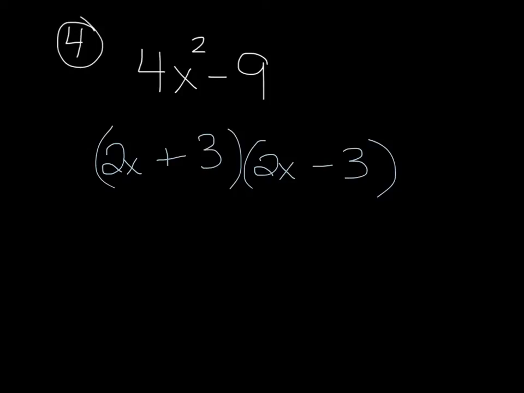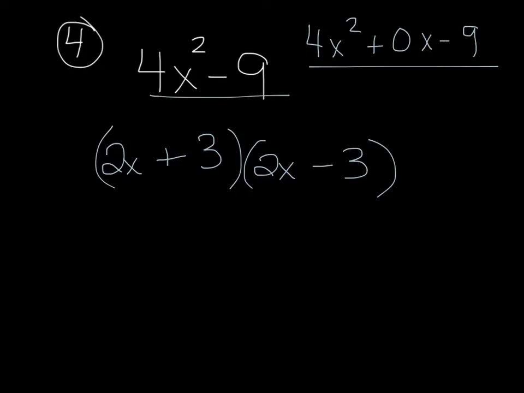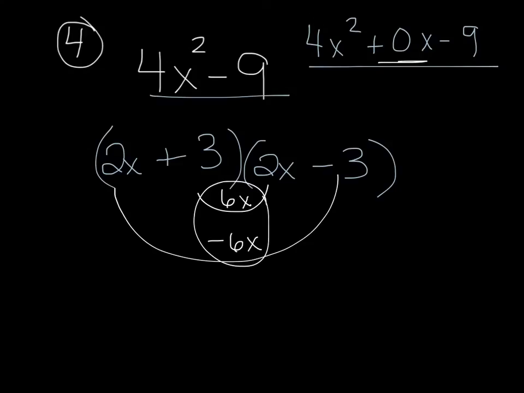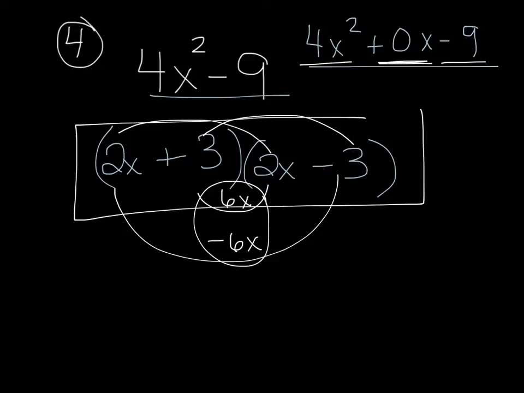So if we actually go ahead and check our answer now, because remember we want to get that 0x, it's actually 4x squared plus 0x minus 9 is what this problem actually is. So if we go ahead and check our answer, this gives me 6x here, and this gives me a negative 6x. Well, those are going to cancel out and give me 0x. And then the 2 times 2 will give me 4x squared, and the 3 times the negative 3 will give me negative 9. So I actually have it where it works out here. And there would be your answer, 2x plus 3 and 2x minus 3.